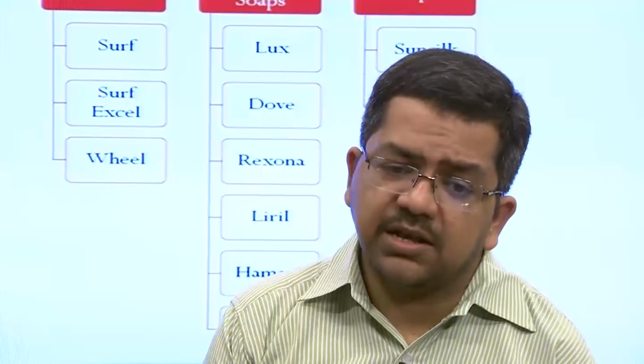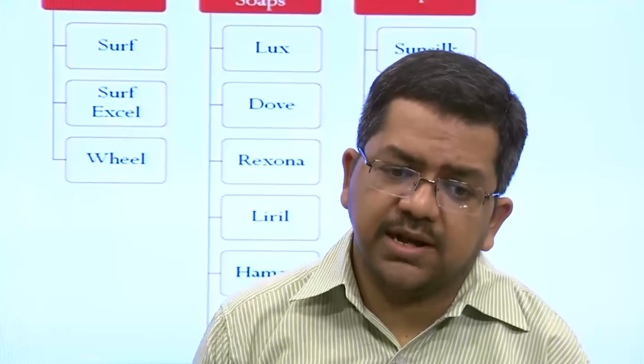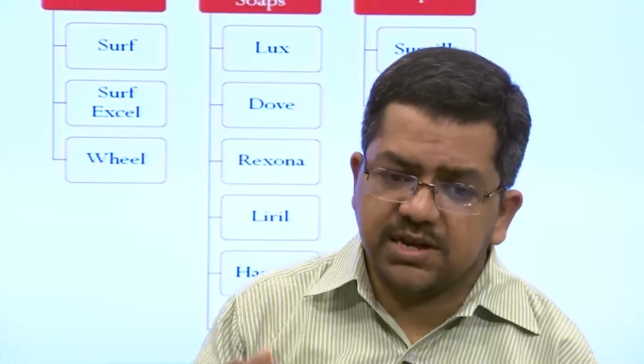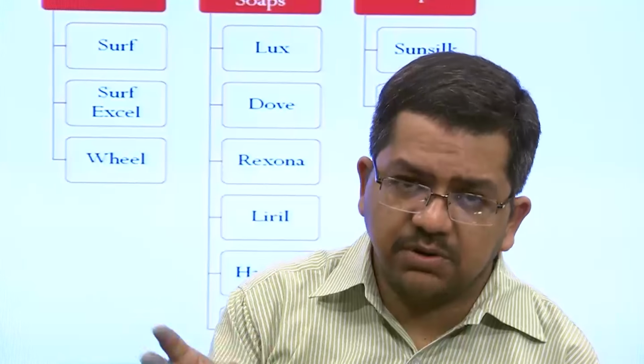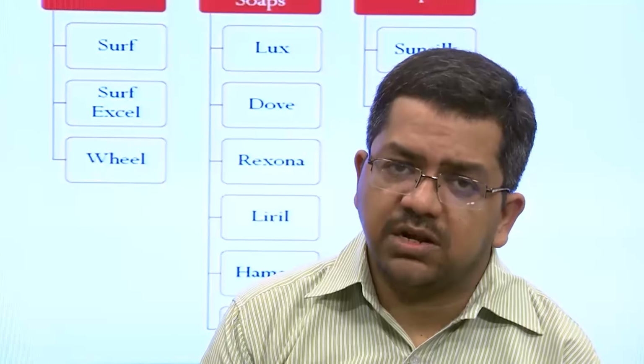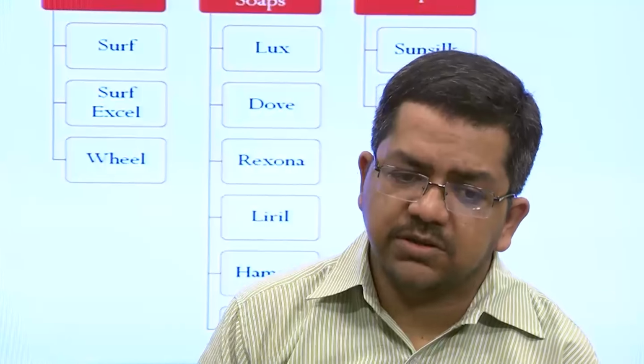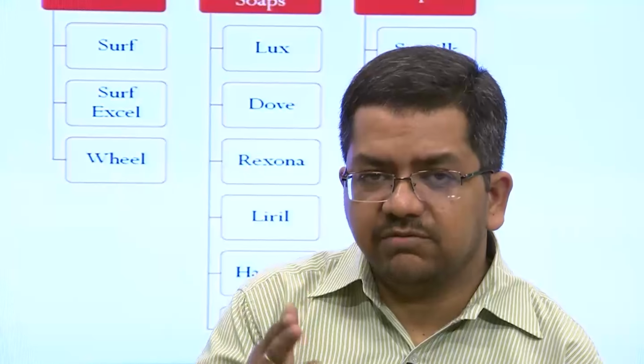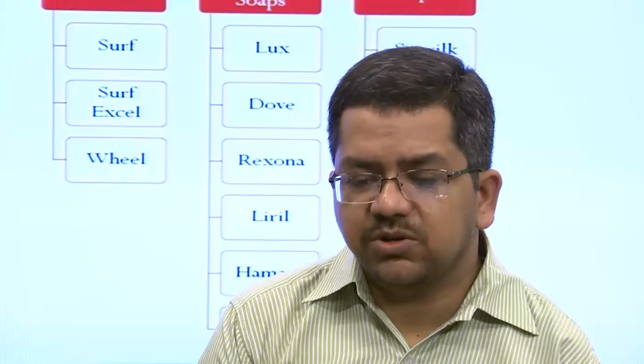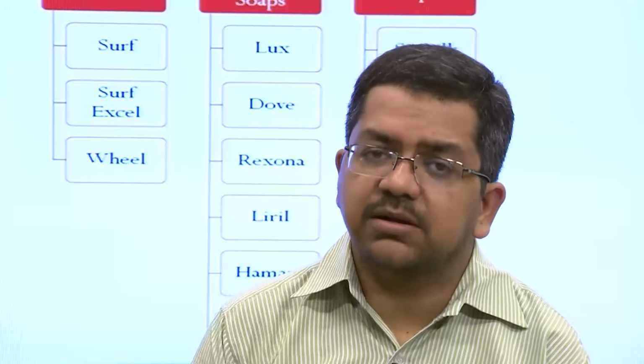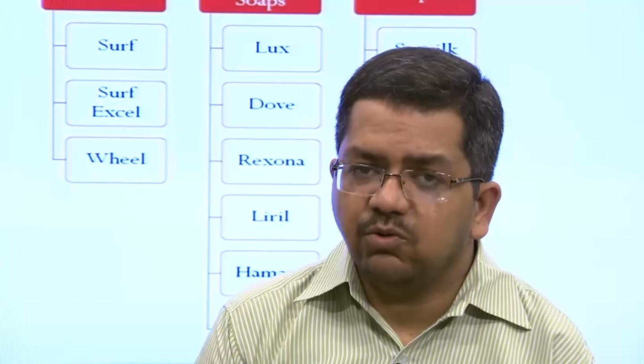Now there is a concept of average product line length. In this example, which is a partial product assortment of Hindustan Unilever's product mix, there are 11 types of products and three different product lines. So the average product line length is 2.67.